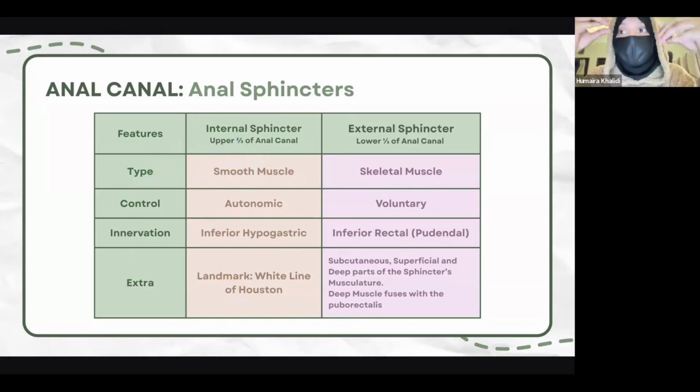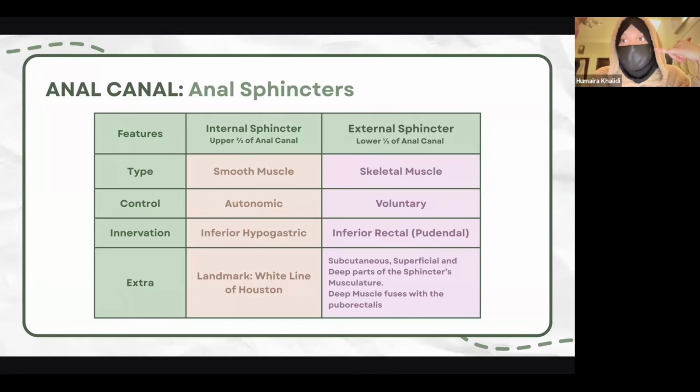Now, by the way, the internal sphincters are present in the upper 2/3 of the anal canal, not on the upper half. This is important. Please keep this in mind. Where are the internal sphincters? Upper 2/3 of the anal canal. Where are the external sphincters? Lower 1/3 of the anal canal. Capiche?